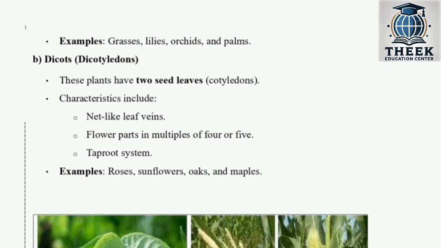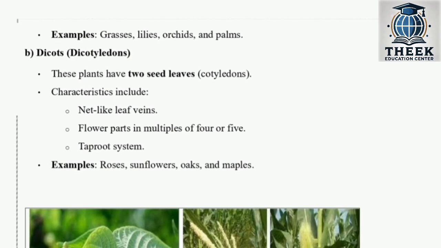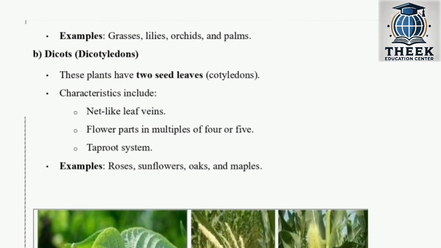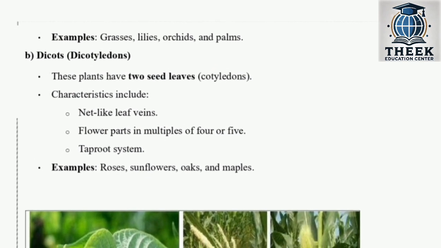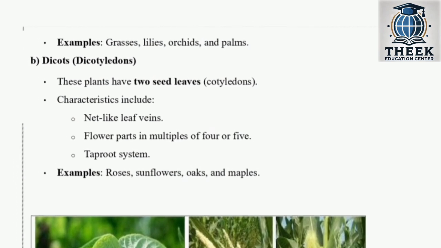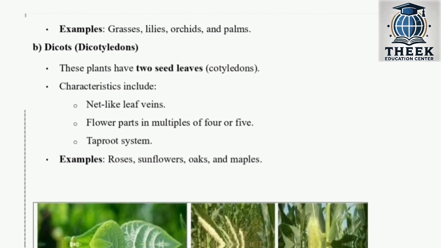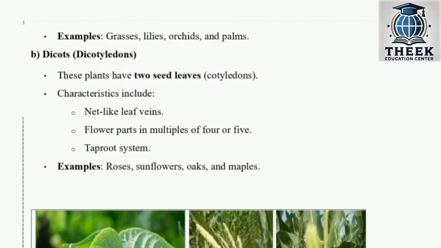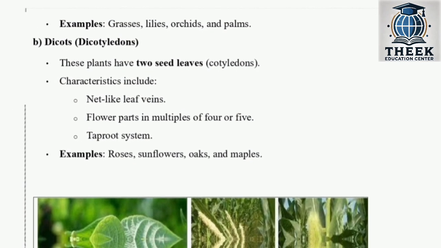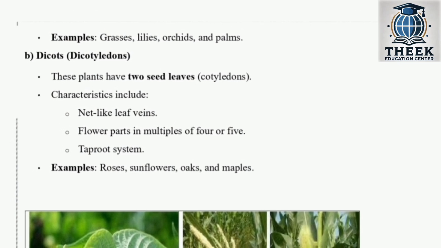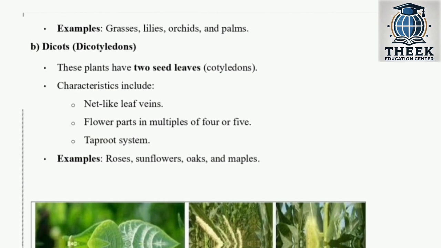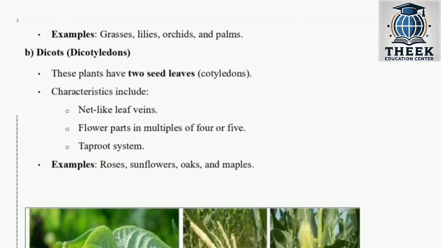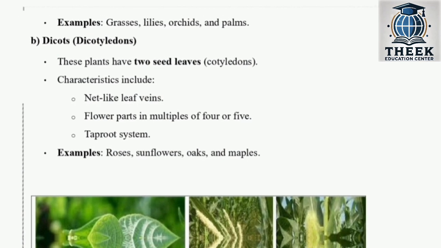Dicots, or dicotyledons, class Dicotyledonae. These plants have 2 seed leaves, so that means they have 2 cotyledons. For example, in a growing seedling of a bean, it divides into 2 cotyledons. Characteristics: net-like leaf veins. If you look at the leaf of a bean plant, it has net-like leaf veins.